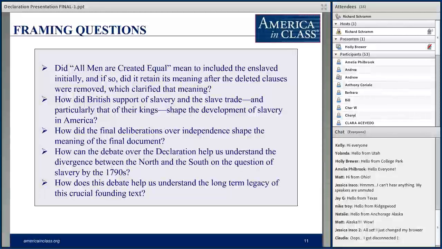How did the final deliberations over independence shape the meaning of the final document? How can the debate over the Declaration help us understand the divergence between the North and the South on questions of slavery by the 1790s? And finally, how does this debate help us understand the long-term legacy of this crucial founding text?